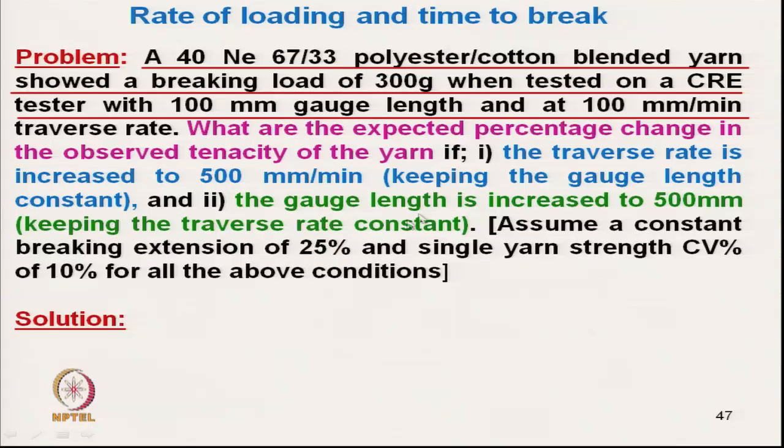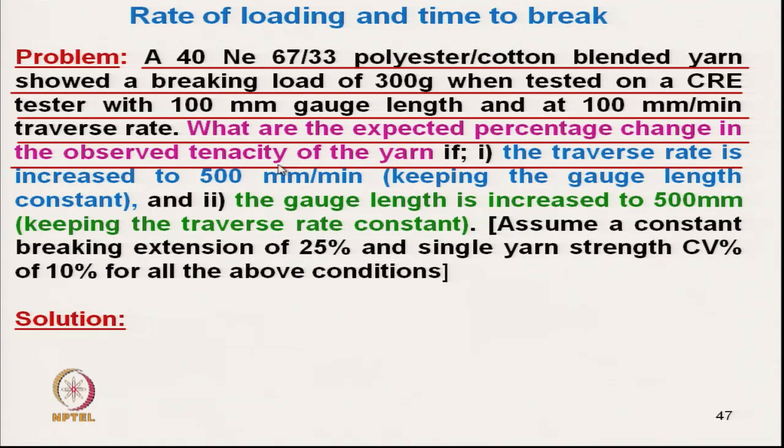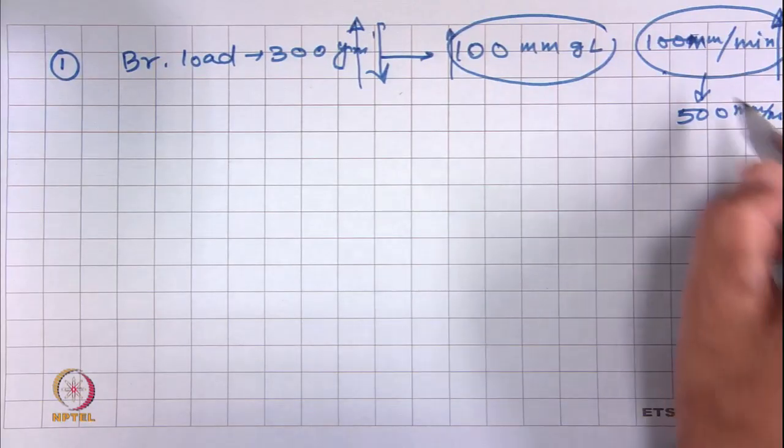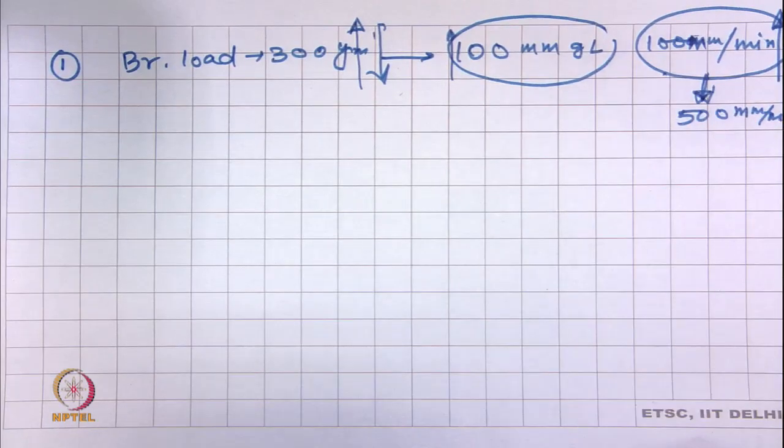Now, initially the speed was 100 millimeter per minute and the gauge length was 100 millimeter. What is the expected percentage change in observed tenacity of the yarn if the traverse rate is increased to 500 millimeter per minute? So, from 100 to 500 millimeter per minute we are trying to do.